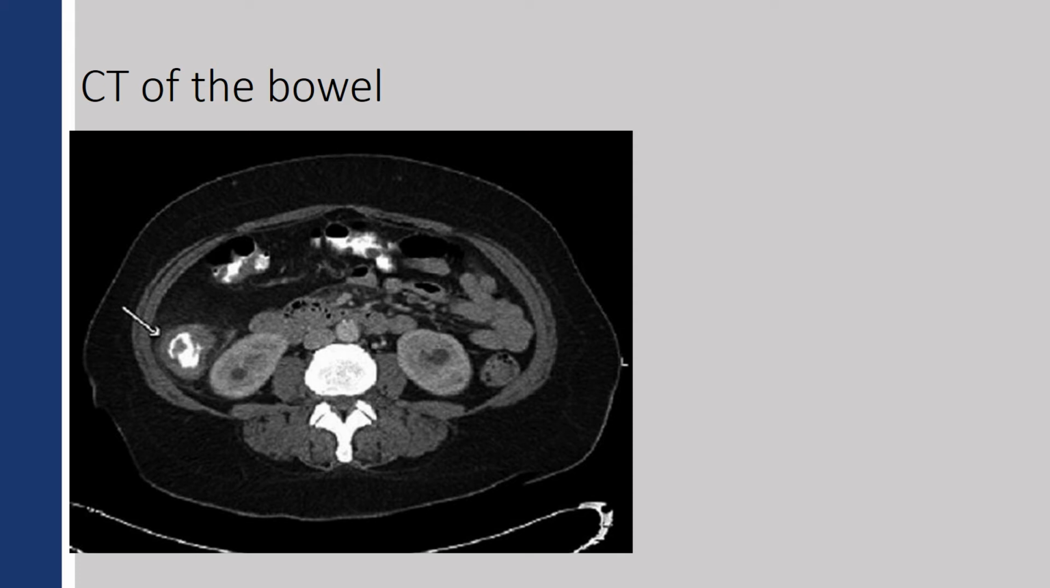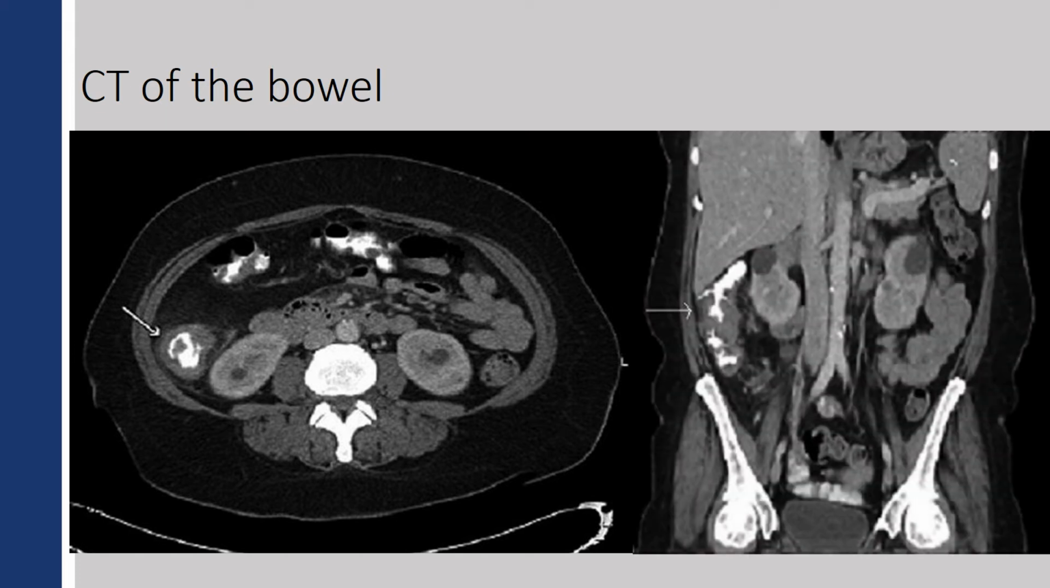CT scan is an improvement over plain radiography. We can tell what's going on in the bowel wall. For instance, in this case, there's thickening of the wall of the colon, and this is right at the level of the cecum. If we look at this on a coronal image, we see this thickening of the wall of the colon. This happens to be a colon carcinoma.